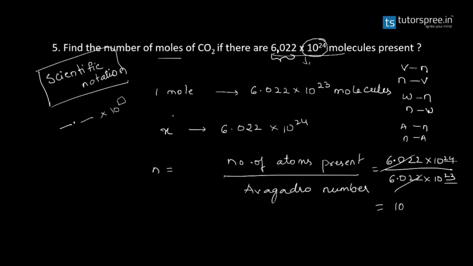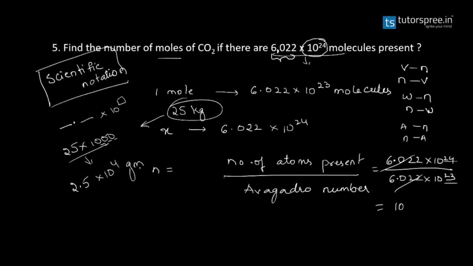Okay, like if we are taking 25 kgs of anything, how do we convert it into grams? It will be 25 into 1000, which if we have to write it in scientific notation, we'll write 2.5 into 10 to the power of 4 grams. 25 kgs in scientific notation, if we have to write in grams, can be written like this. This is how we represent scientific notation.